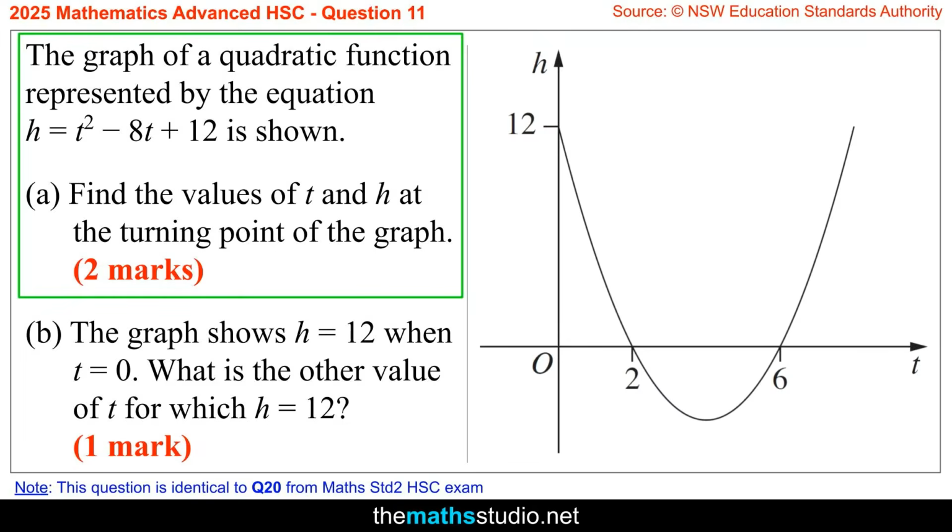Question 11. The graph of a quadratic function represented by the equation h equals t squared minus 8t plus 12 is shown. Part A. Find the values of t and h at the turning point of the graph.